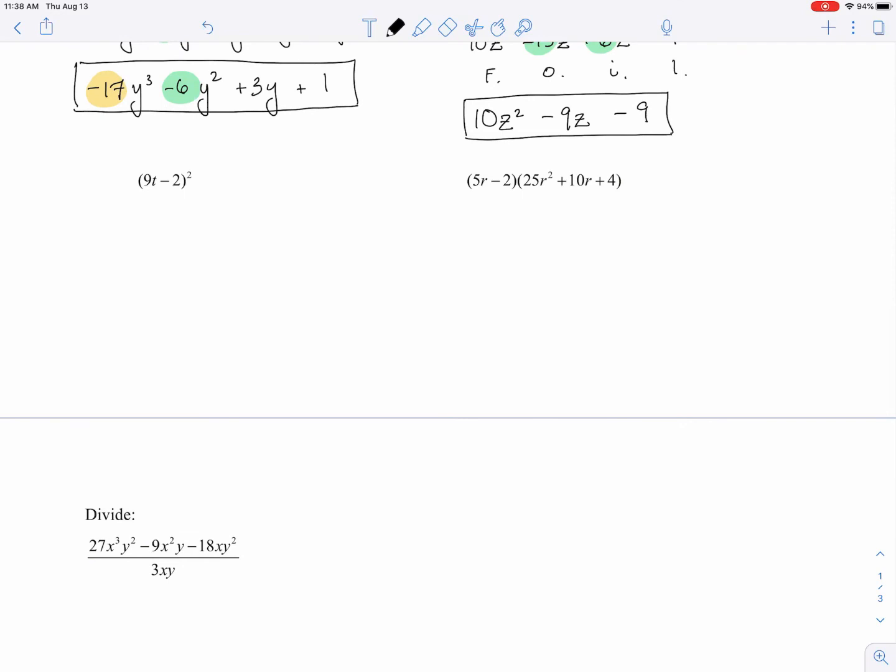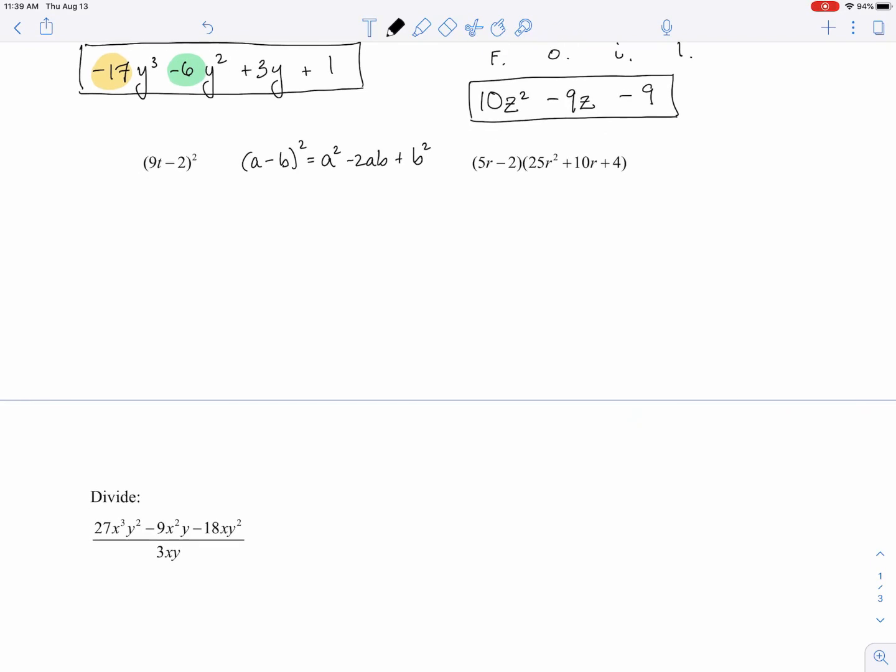For 9t minus 2 squared, we're going to take this opportunity to use one of our special forms. Remember that when we have a minus b, something minus something squared, that turns out to be the first term squared minus 2 times the first times the second term plus the second term squared. So here we have 9t squared minus 2 times 9t times 2 plus 2 squared. Here a is the 9t and b is the 2.